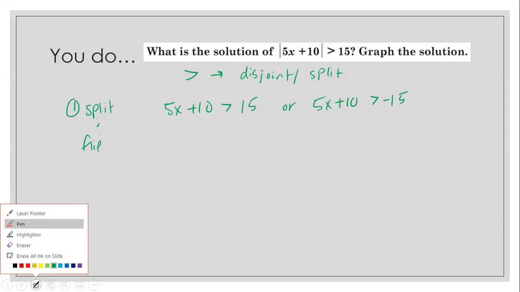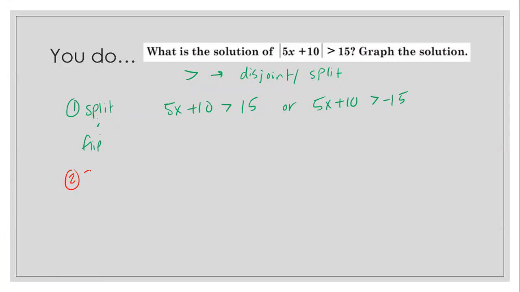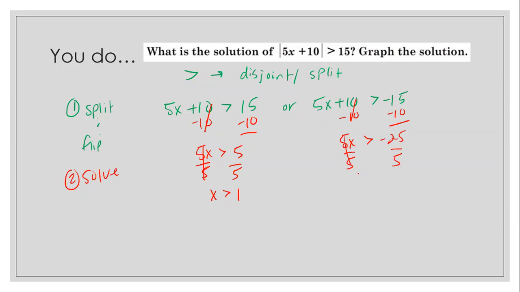Step 2 is for me to solve. So I'm going to solve for x. I'm going to subtract 10, and I get 5x is greater than 5, divide by 5. And we get x is greater than 1. I'm going to repeat the same process, subtract 10. I get 5x is greater than negative 25, divide by 5. And we get x is greater than negative 5.